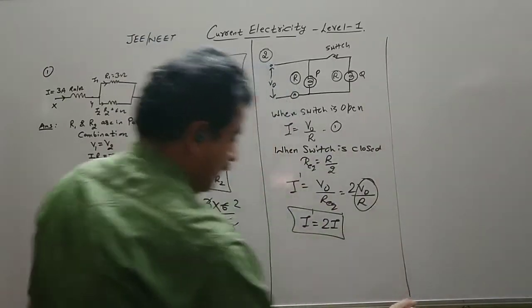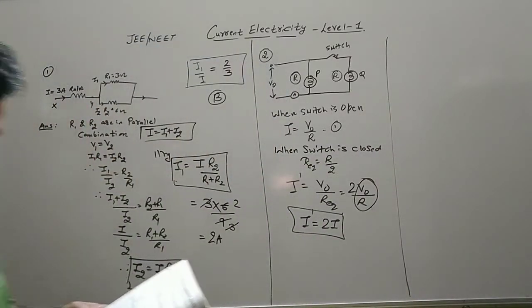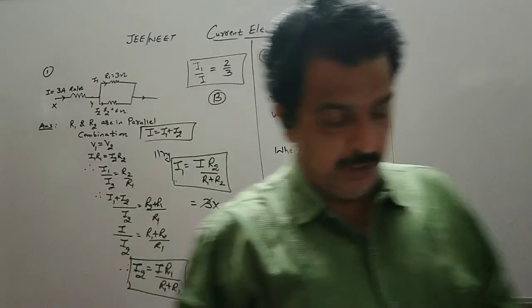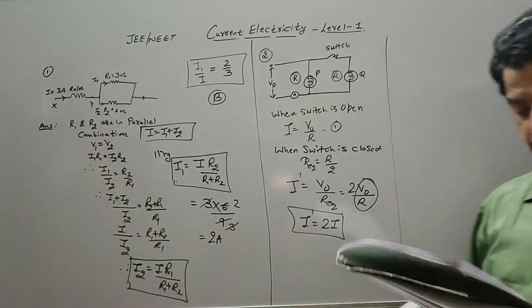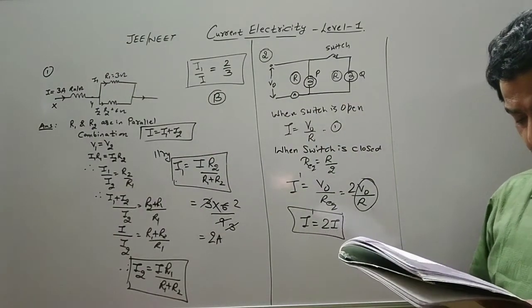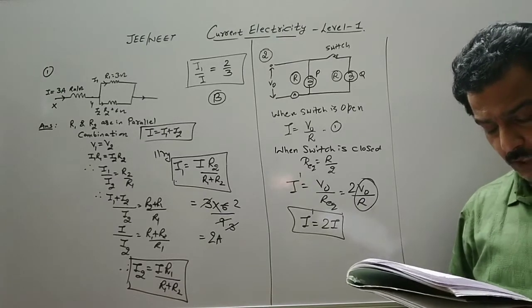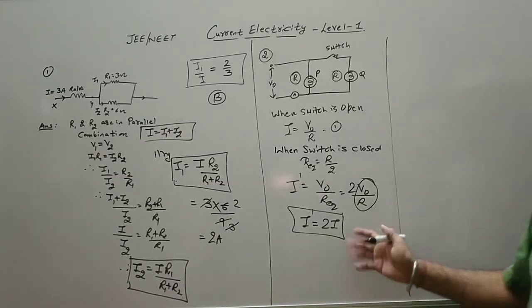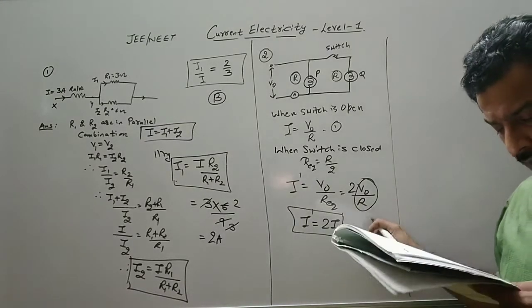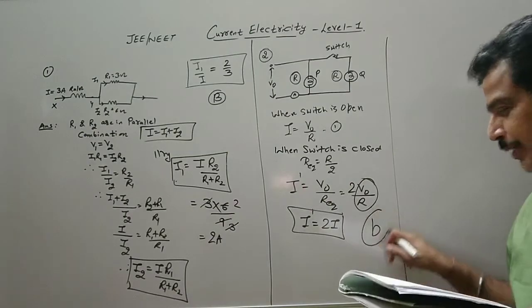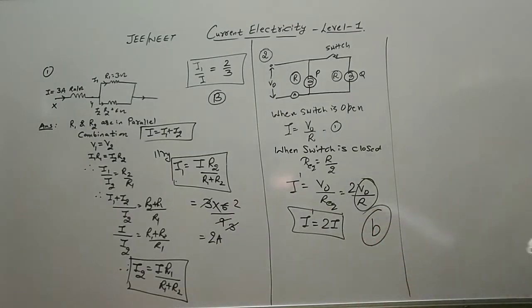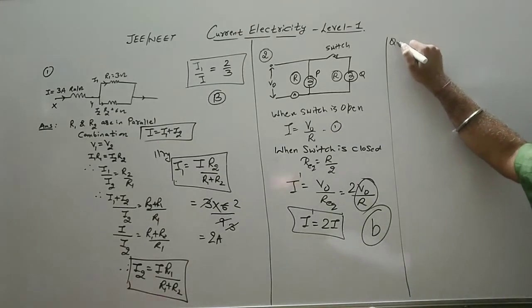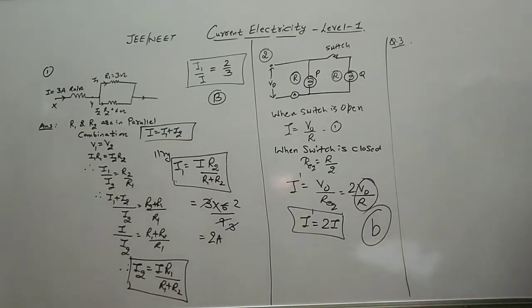So let us see the options given. The first is that the reading will be reduced to 1/2, so that is wrong. So clearly the answer should be that the reading will be double the previous one, so current is doubled, that is option number B. So the correct option is B. Now let us come to question number 3.